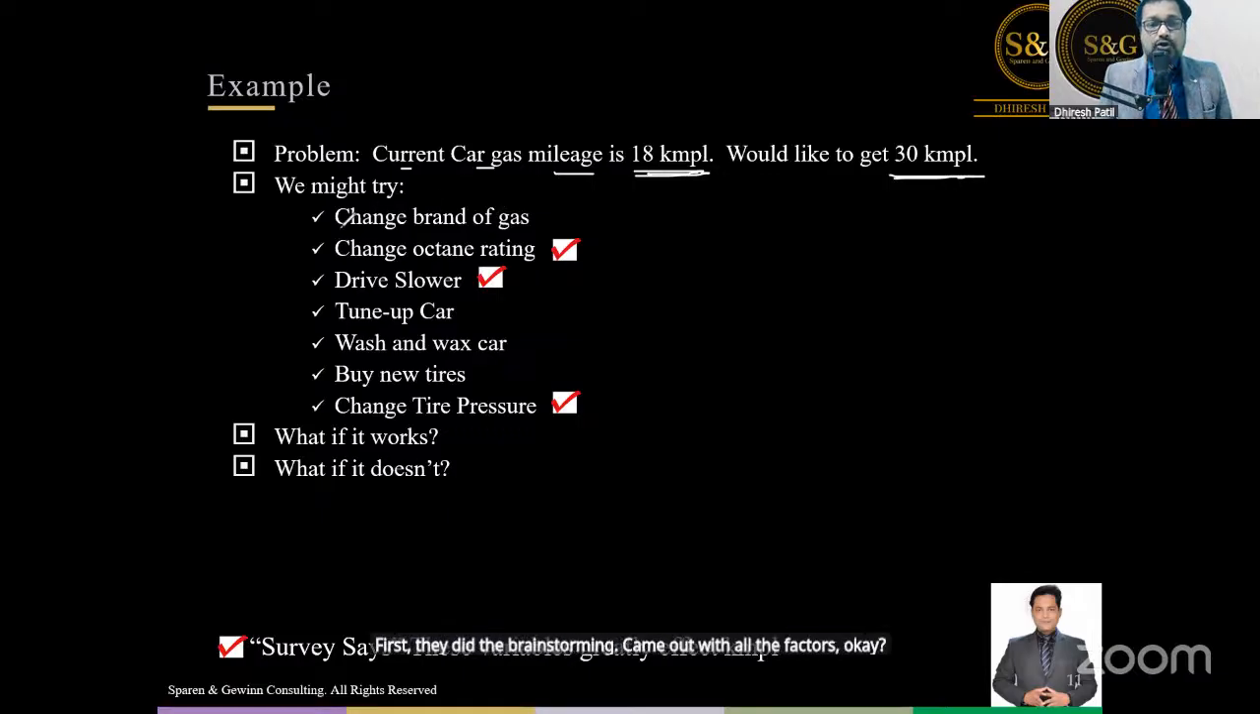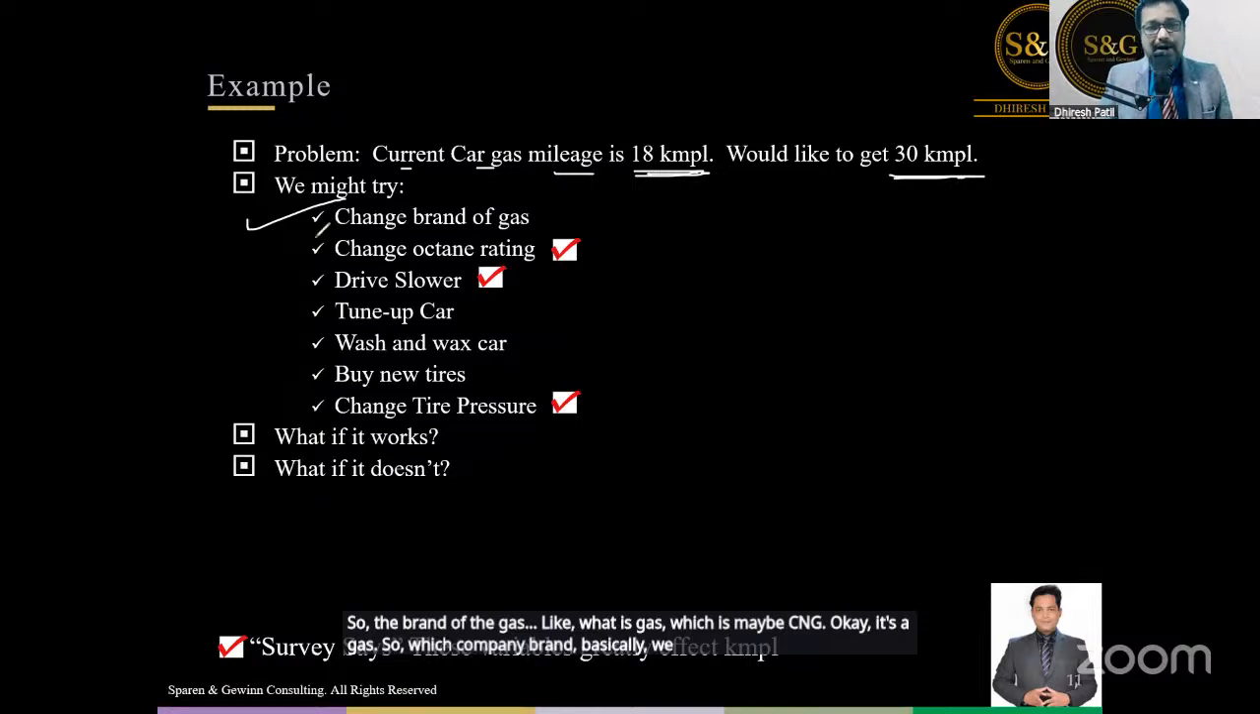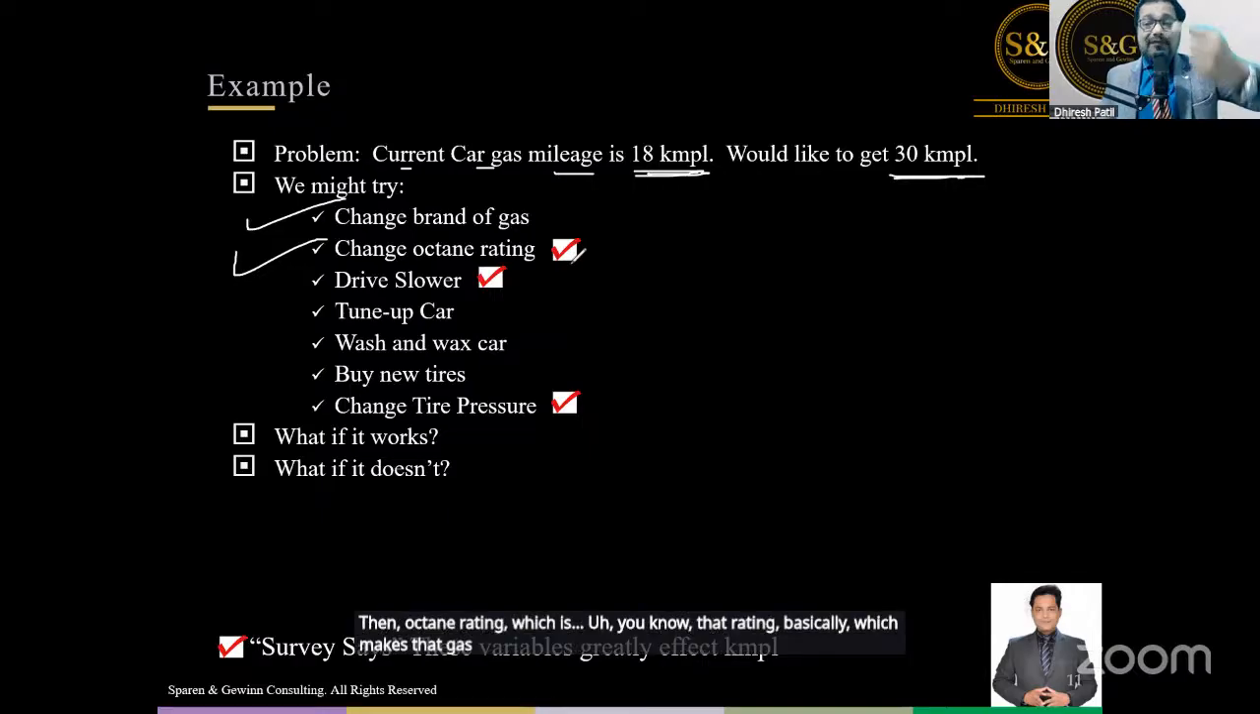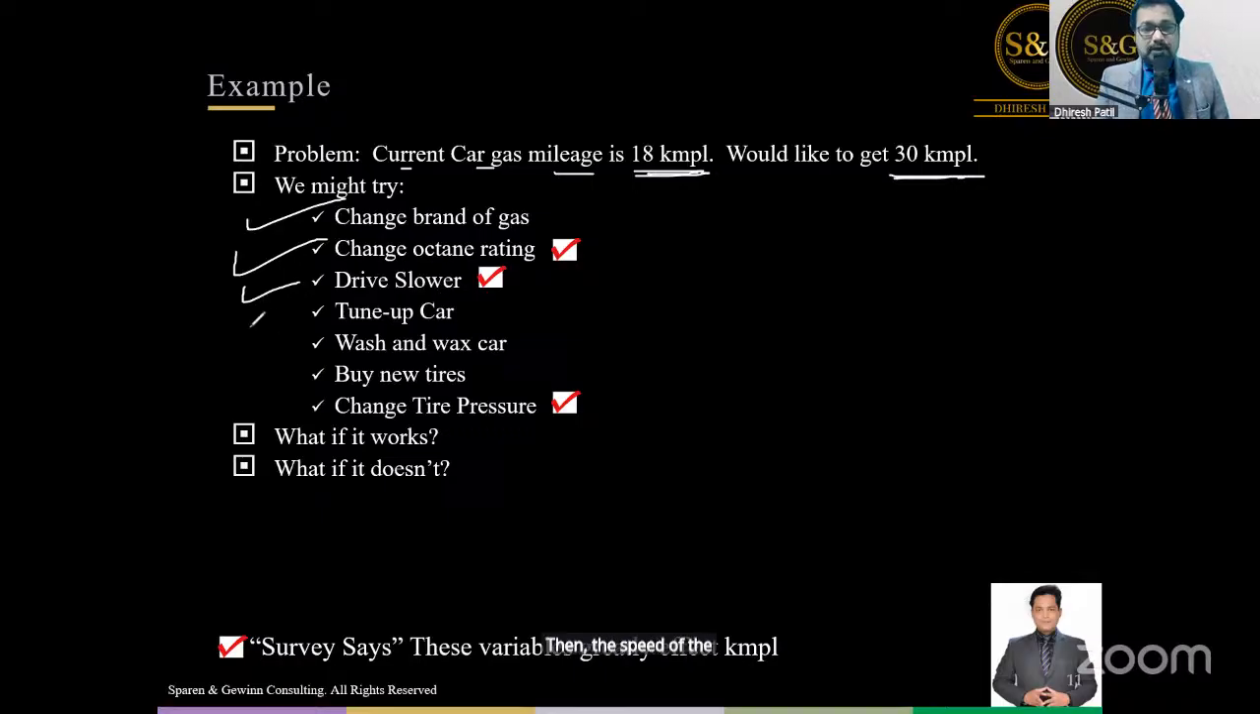The brand of the gas, like what is the gas, which may be CNG. It is a gas, so which company brand are we using? Then the octane rating, which is the rating that makes that gas more fuel efficient. Then the speed of the driving, and the tune-up of the car, meaning a well-maintained car. Obviously, if the car is not well maintained, the mileage will be lower.